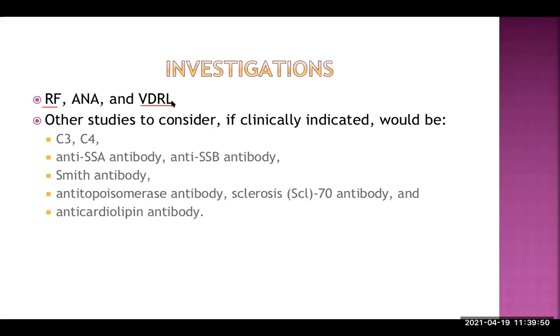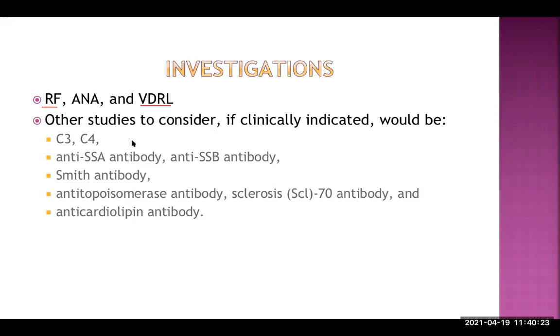And remember, if VDRL is positive in connective tissue disorder, please do not interpret that this person has syphilis. The point is not that. He may be having syphilis, but that's a different thing. And to confirm syphilis, I can go for some specific treponemal antibody test. That's a different point here. But presence of non-specific treponemal antibody does not mean the person has syphilis. It may be present in other situations like this.